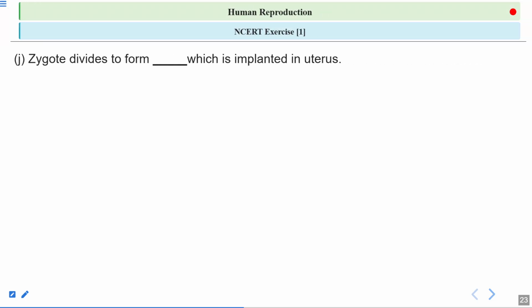The next one, zygote divides to form dash which is implanted in the uterus. So they're asking what is happening after the zygote is formed. So in zygote, repeated mitotic divisions occur. And a structure is formed. This structure is implanted in the uterus. You have to name that structure which is formed by mitotic divisions in the zygote. So what will be the correct answer here?